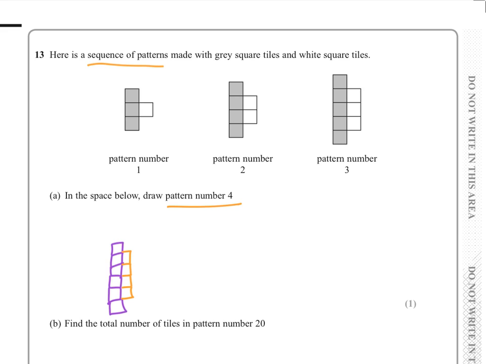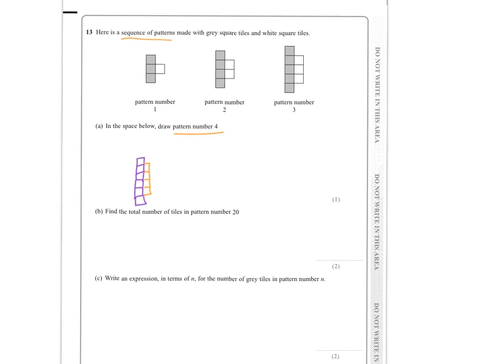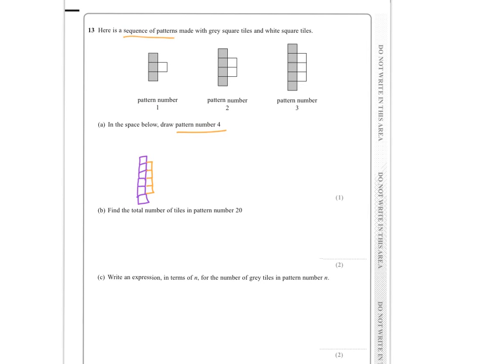Now it says find the total number of tiles in pattern number 20, and this is where you've got to start thinking strategically. Okay, so in pattern number 20, how many grey tiles do you think there'll be first? Well, in pattern number 3 you had 1, 2, 3, 4, 5. In pattern number 2 you had 1, 2, 3, 4, and in pattern number 1 you had 3. Can you see that it's always 2 more than the pattern number? That's how many grey tiles you'd have. So in pattern number 20 you would have 2 more than 20 grey tiles, so you'd have 22 grey.